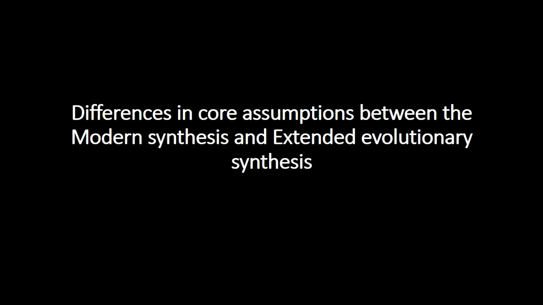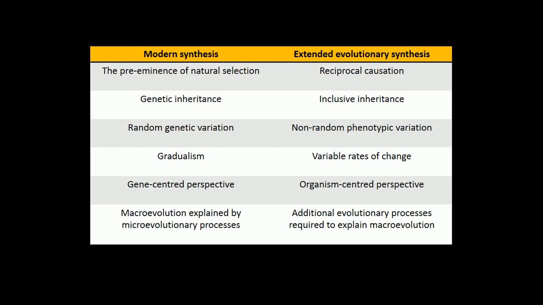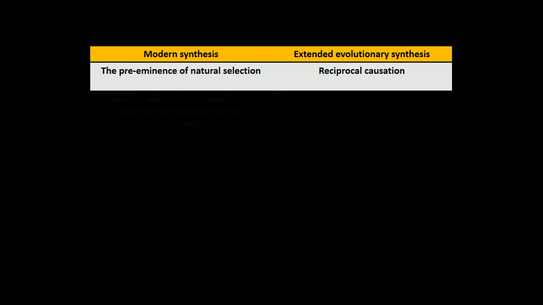So what are some of the key differences in the core assumptions between the modern synthesis and the extended evolutionary synthesis? Well, this is a table of most of the key differences, but in this video we're only really going to concentrate on the first three rows. So there's the idea of the preeminence of natural selection, where natural selection pretty much alone is enough to explain why organisms appear to be highly adapted to their environments.